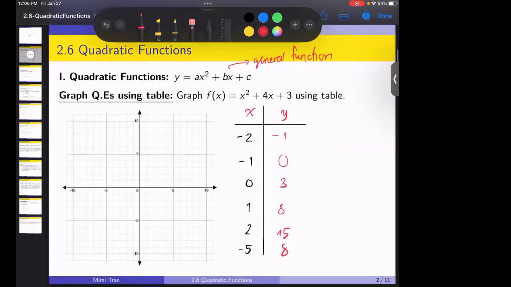So -2, -1. That's right here. -1, 0. Right there, 0, 3. That's your y-intercept. 1, 8. 2, 15. It's somewhere up there, we don't need that. Maybe -5 and 8. And then connect those dots.